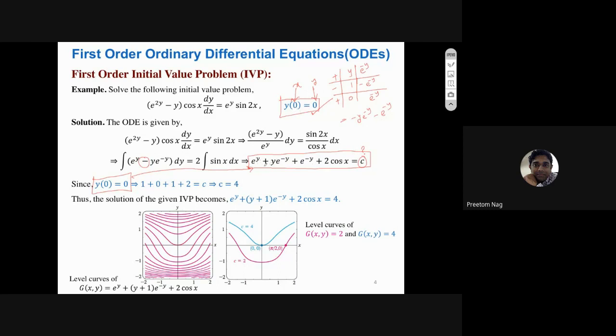So e to the power 0 is 1, y 0 হয়ে যাচ্ছে, so this term will be 0, e to the power again 0 হচ্ছে 1, 2 into cos 0 হচ্ছে 1, here x equal to 0, and right hand side is c. So therefore finally you will get c equals to 4.